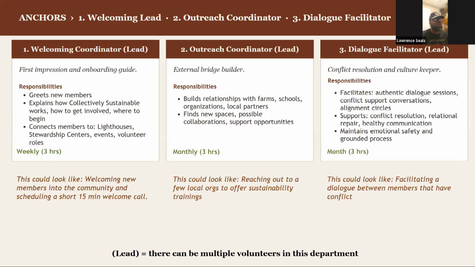Weekly contribution of 3 hours, right? And this could look like welcoming new members into the community and scheduling a short 15-minute welcome call. This is important. We want to touch people. We want to hear people's voices. We want to have them ask the questions right there in real time and get somebody, not a computer, not an app, not a bot, but somebody to talk to them.